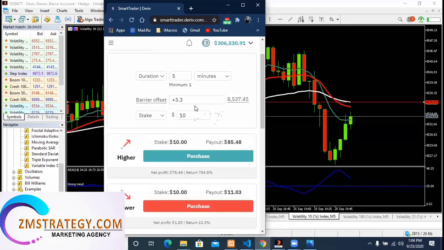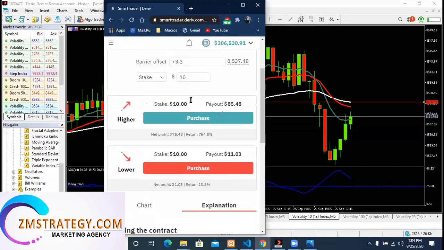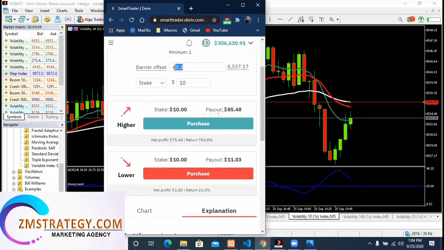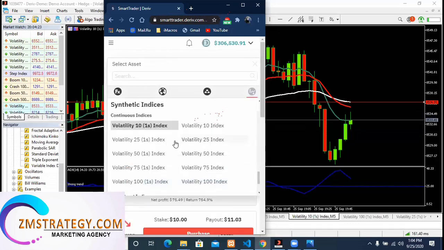The barrier offset is not fixed, so it depends on the market that you choose. Yours is just to be adjusting it until they give you the particular percentage that you are looking for. But sometimes if you adjust it, you will not see any percentage.